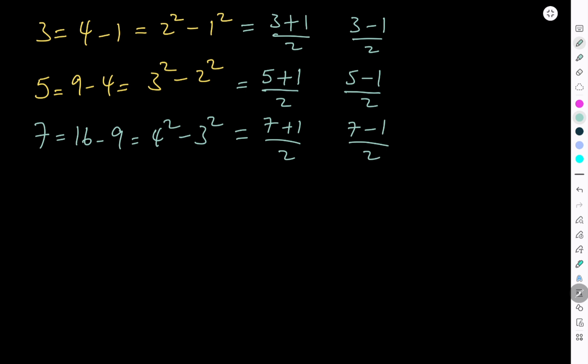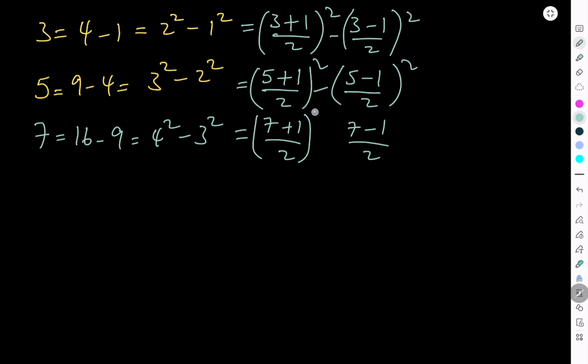Then we have formed the relation between the numbers being squared and the first number. Then simply square all of them and take the difference. This means we have expressed 3, 5, and 7 as a difference of squares with this pattern. For example, 3 means (3 plus 1 over 2) squared minus (3 minus 1 over 2) squared. And 5 means (5 plus 1 over 2) squared minus (5 minus 1 over 2) squared.